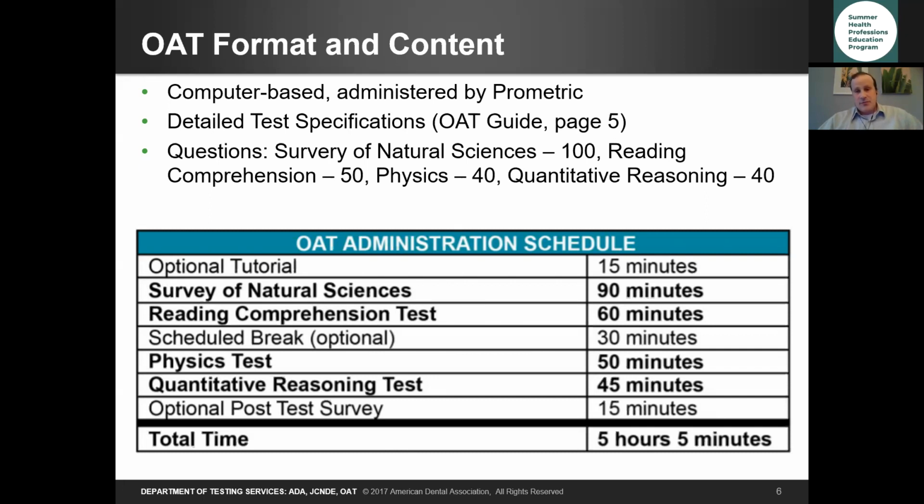And the schedule for the test breaks down as follows in the table there. There is a total allotted time of 5 hours and 5 minutes, 4 hours and 5 minutes of actual testing time split across those 4 sections. There is the optional post-test survey at the end.